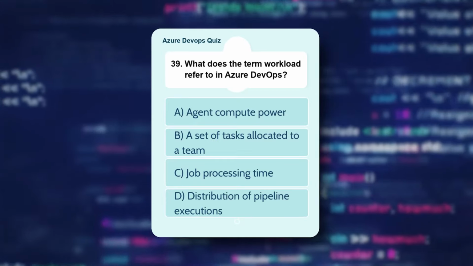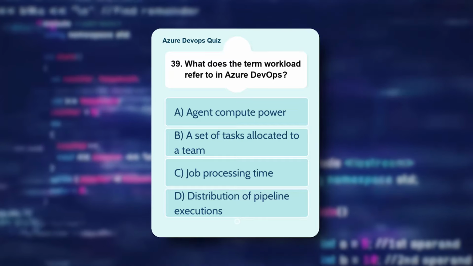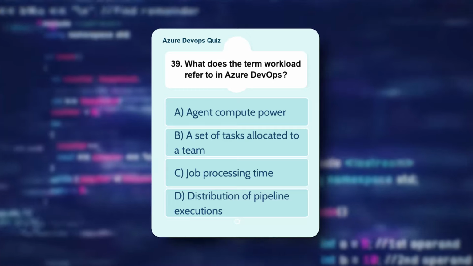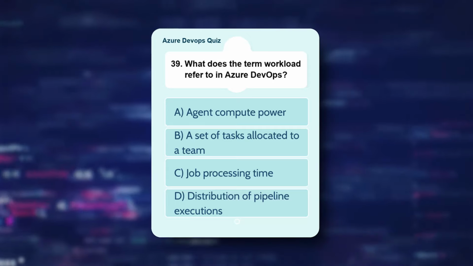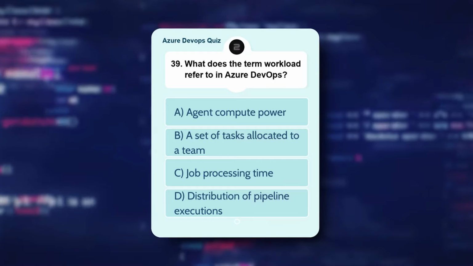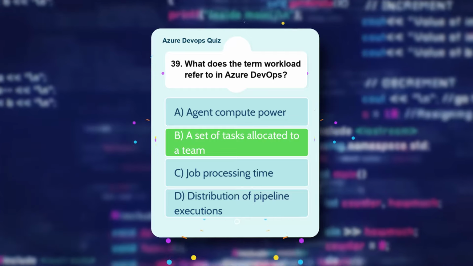39. What does the term workload refer to in Azure DevOps? A. Agent compute power. B. A set of tasks allocated to a team. C. Job processing time. D. Distribution of pipeline executions. Answer: B. A set of tasks allocated to a team.